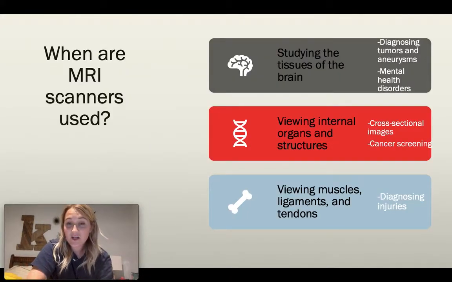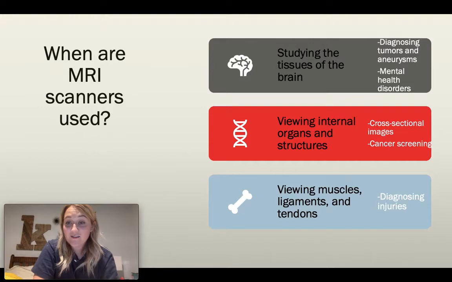When are MRI scanners used? One incidence is when studying tissues of the brain. It can be used to diagnose tumors and aneurysms, and it can be used to diagnose mental health disorders and their effects on the body. MRI scanners can also be used to view internal organs and their structures. MRIs are unique in the way that they produce cross-sectional images and 3D pictures.